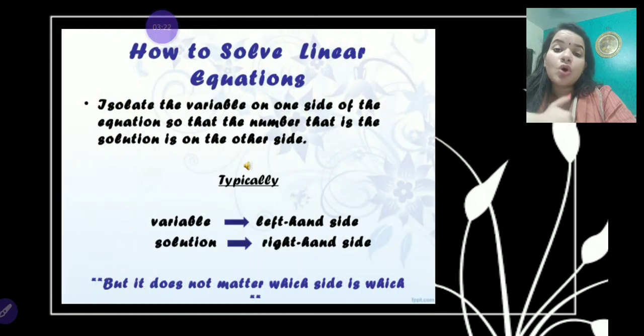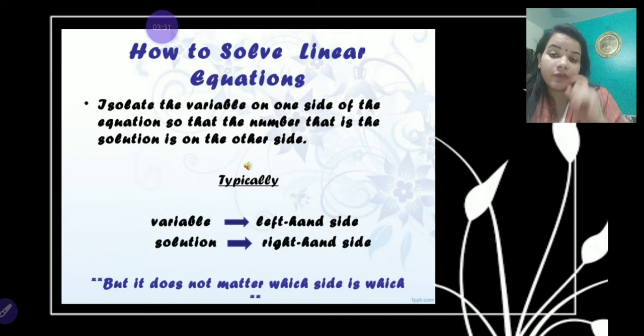Now, how to solve a linear equation? Solving a linear equation means finding the value of the variable. Till now, the value of the variable was given to you and you were putting that value in the expression, right? Now, here you have to find the value of the variable. For that, what you will do is isolate the variable on one side of the equation so that the number that is the solution is on the other side.